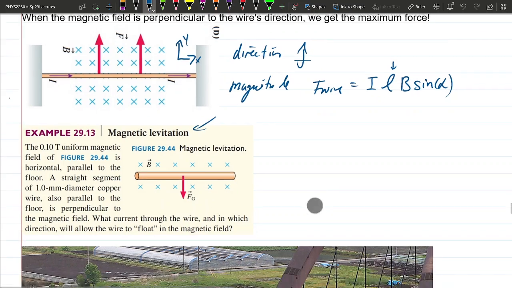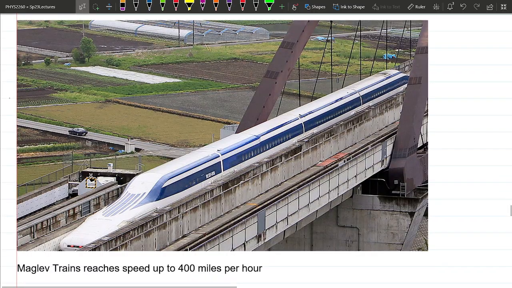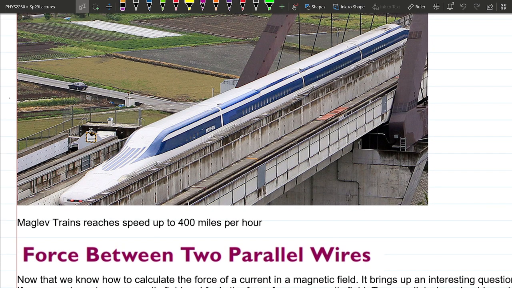And this is basically how these things called maglev trains work. The train itself is actually the magnet, and then they run current along the track, and if you do that, then you can actually lift the train up off the ground. So the train and the track are not touching each other, and therefore you reduce the amount of friction between the train and the track. And all you have to do is deal with the air resistance. That's why these trains are these weird bullet shapes.